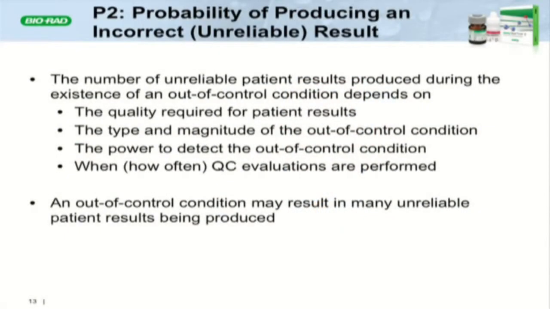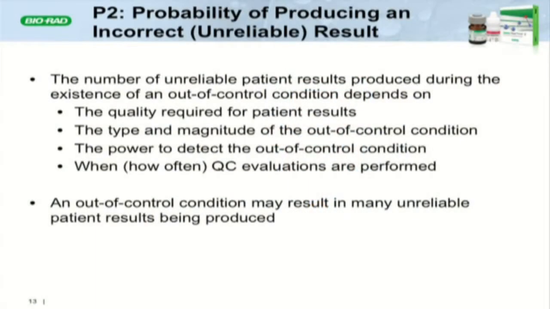It's going to depend upon the power to detect the out-of-control condition. When the out-of-control condition occurs, if it takes us a long time to detect it, it's going to adversely affect a lot of patient results. And it's going to depend upon when, that is how often, QC evaluations are performed. We could have the most powerful QC rules in the world, but if the time between the out-of-control condition occurring and our next scheduled QC event is such that 1,000 patient samples are tested, then 1,000 patient samples have been adversely affected, even though the power of our QC rule is 100%.